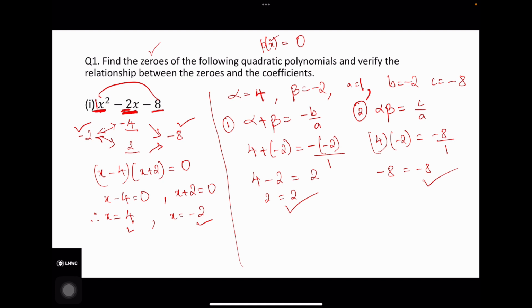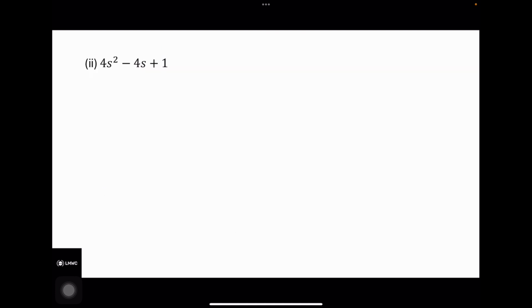So moving forward to the next question. The second question is also the same thing. We are going to do it. We will split the middle term, which is -4x.